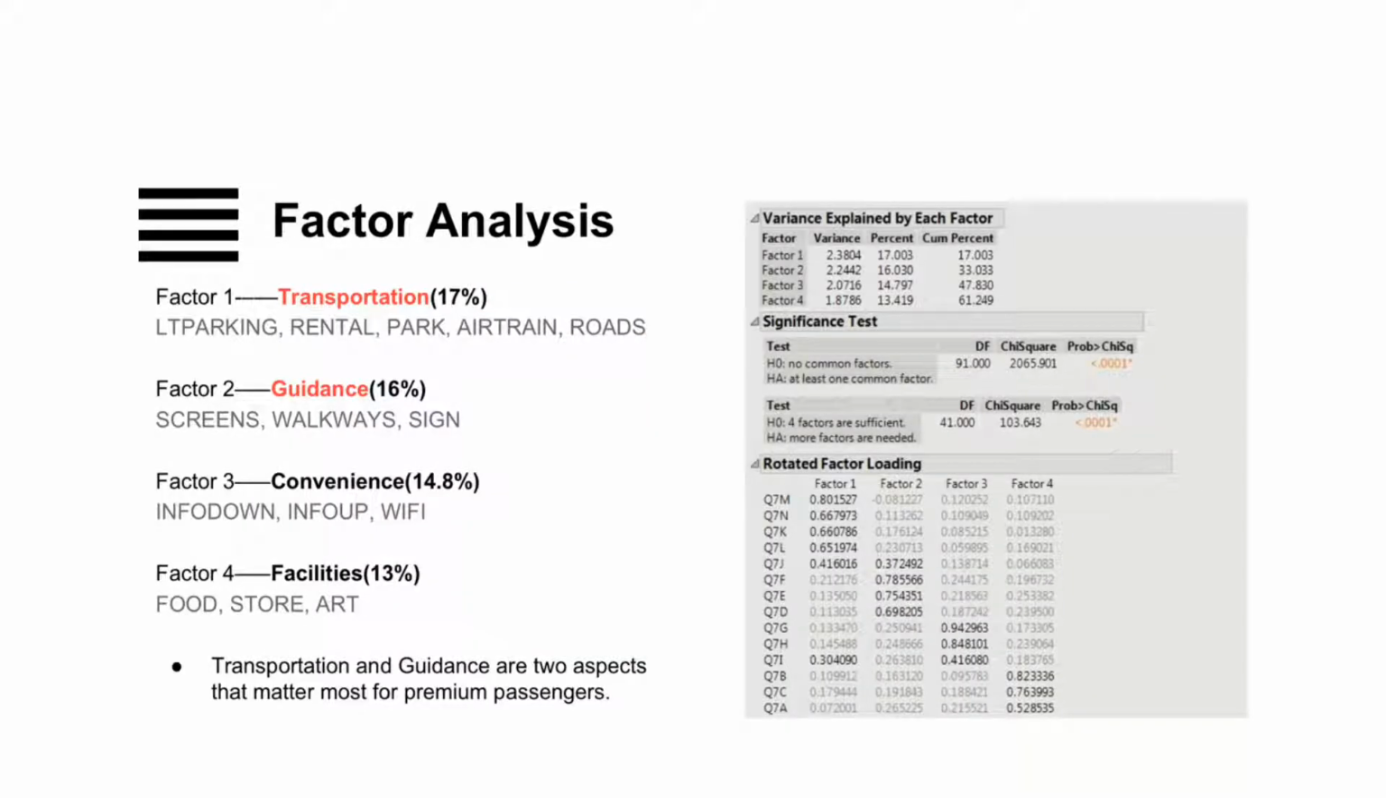And in the factor analysis, we sort our factors into 4 categories. Factor 1 is transportation, factor 2 is guidance, factor 3 is convenience, and factor 4 is facility. So we can find that transportation and guidance are the two highest-rated complaints during our data analysis. So transportation and guidance are the two aspects that matter most to premium passengers.